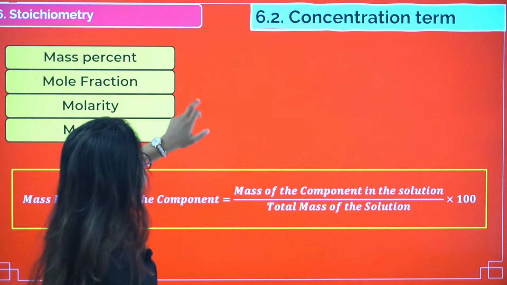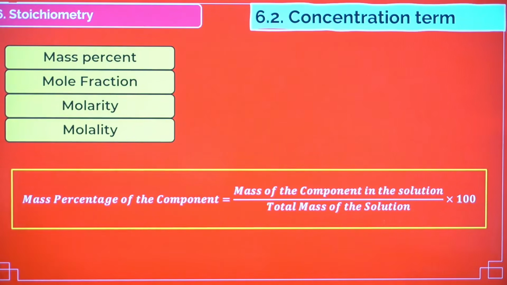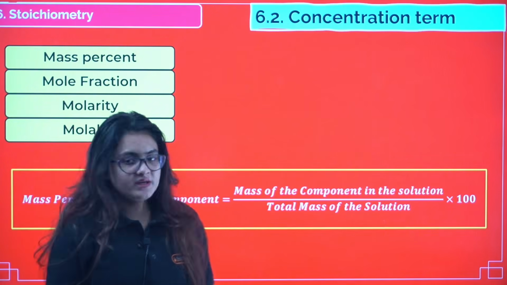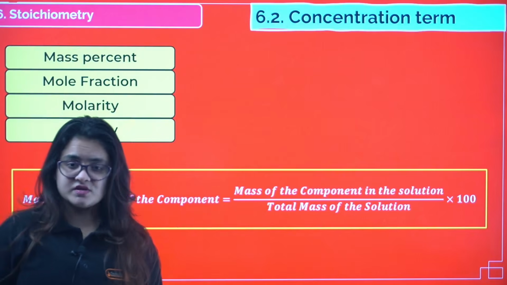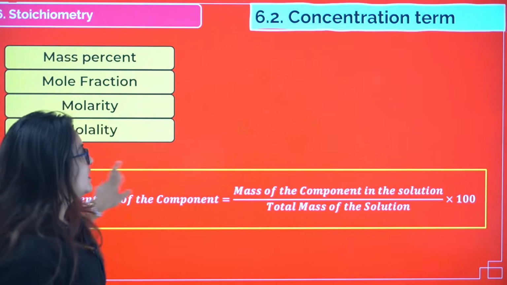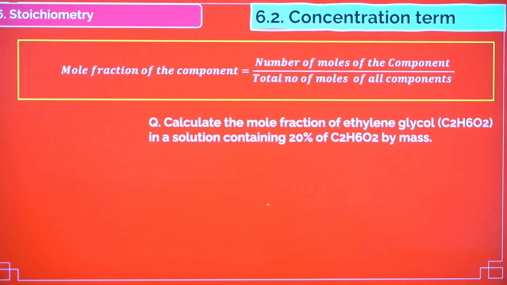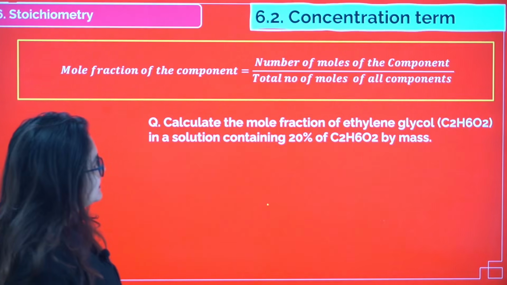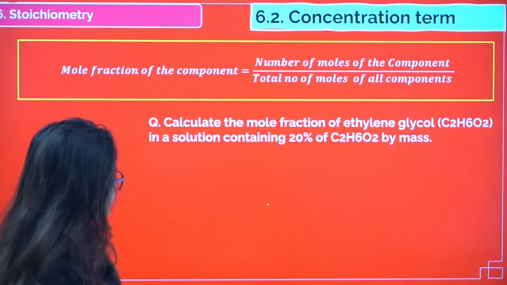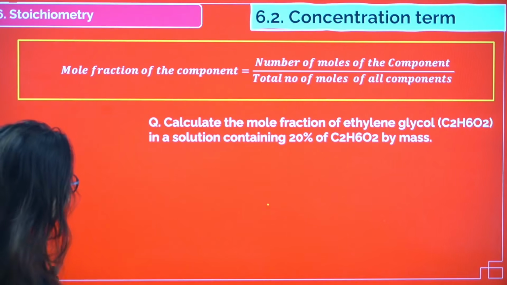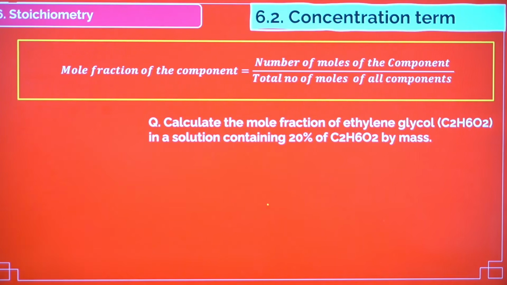Let's proceed. Here we are going to discuss the concentration terms. First we will discuss mass percentage. Mass percentage is the mass of the component in the solution divided by the total mass of solution, into 100. Next, one problem: calculate the mole fraction of ethylene glycol in a solution containing 20% ethylene glycol by mass. Fine. So first we have to calculate the molecular weight.